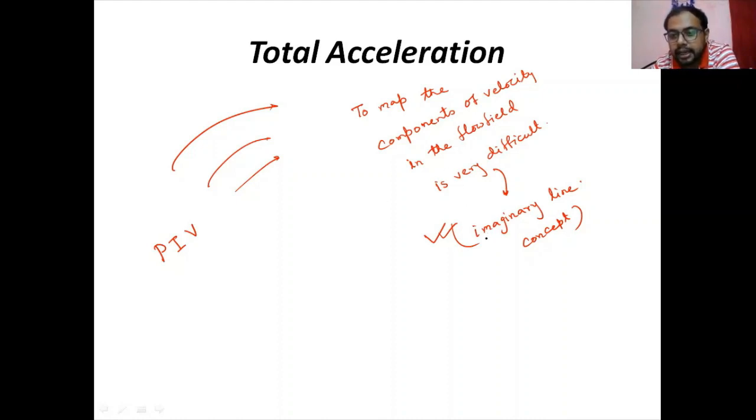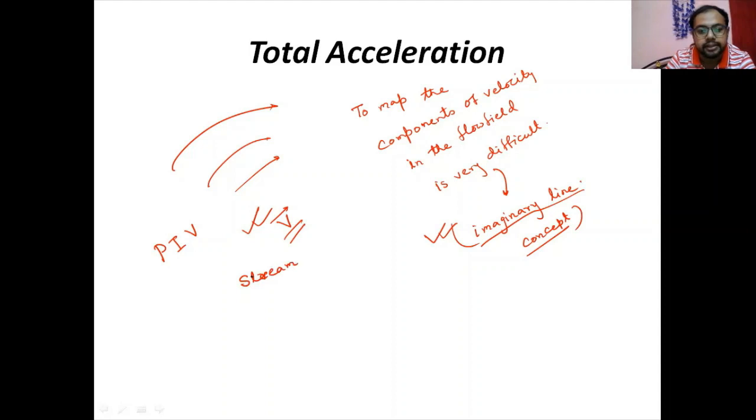Now we'll see the imaginary line concept, and why it is coming: to get the velocity vector. If you don't get the velocity vector, how will you get the acceleration? It's not possible. So that is why the imaginary line concept is coming. We are considering three imaginary lines here. First, we'll see the streamline.